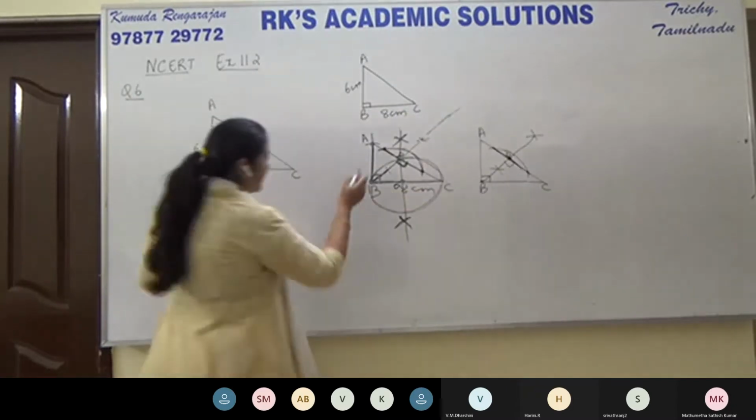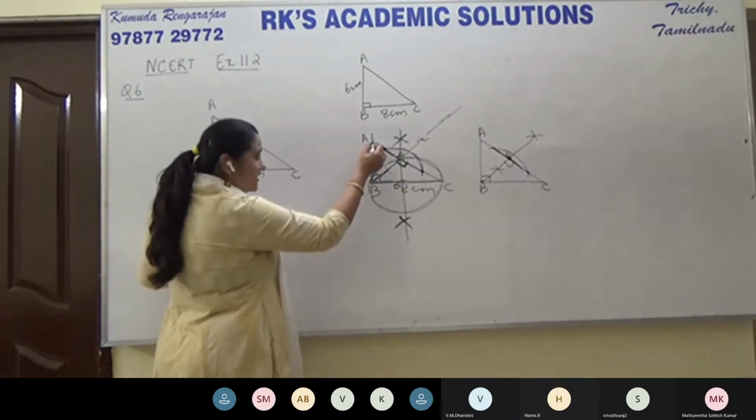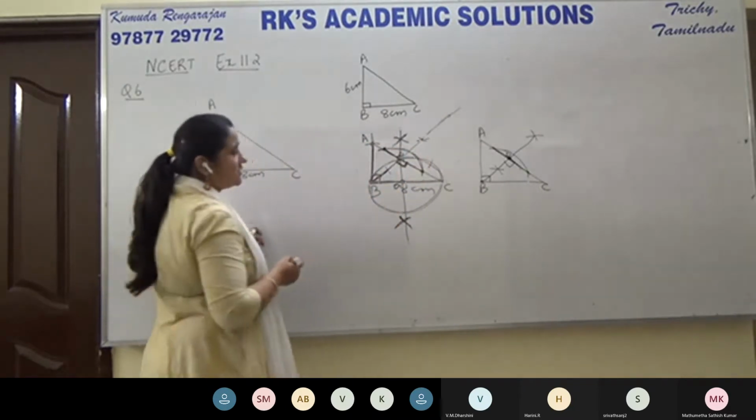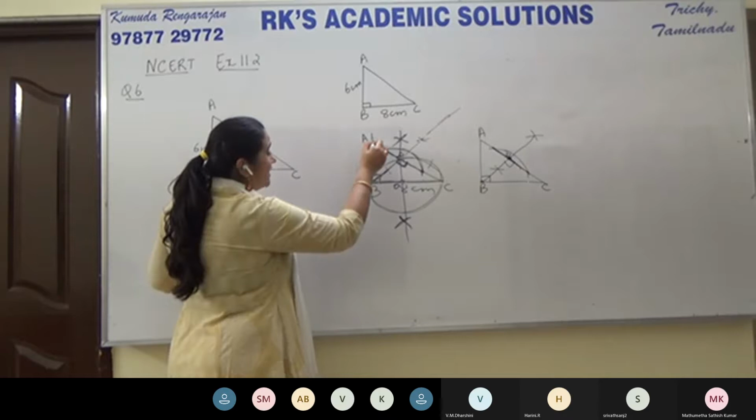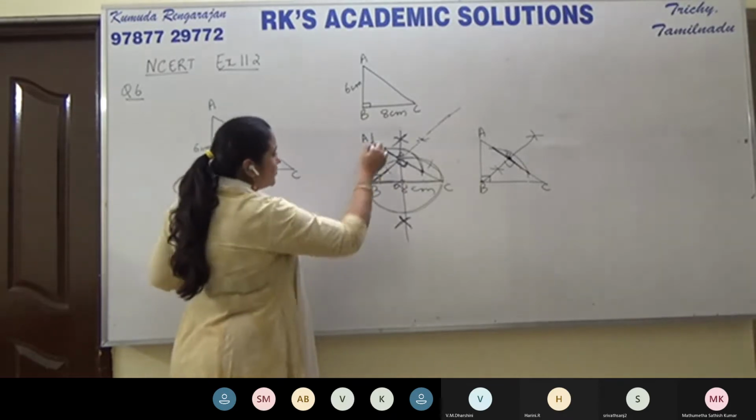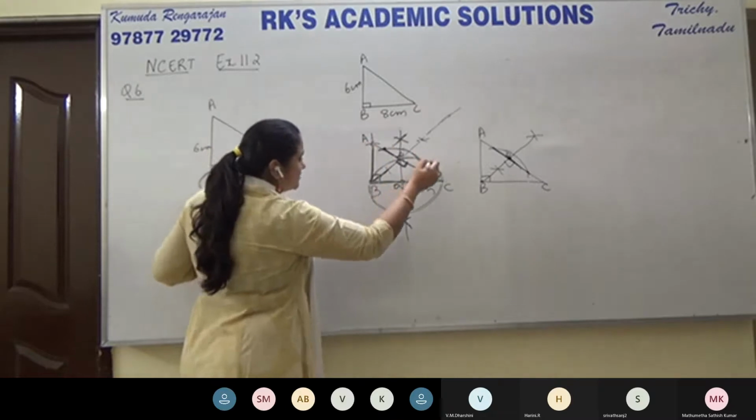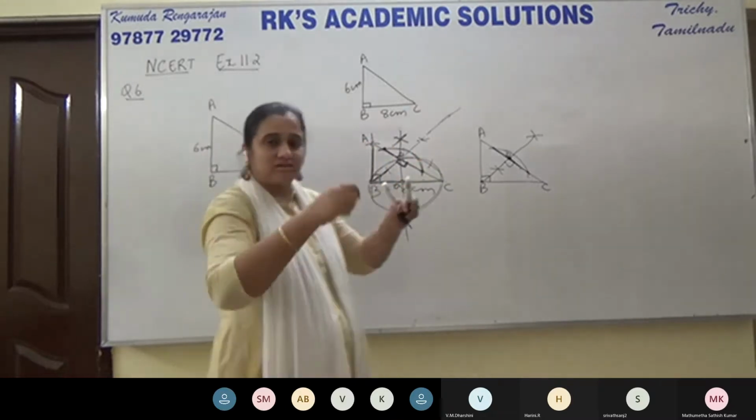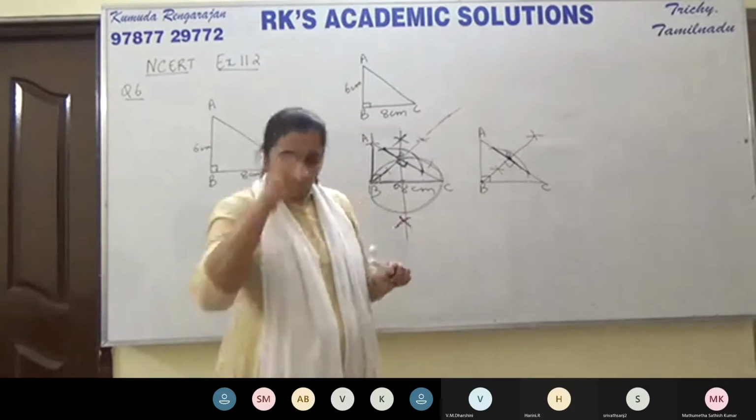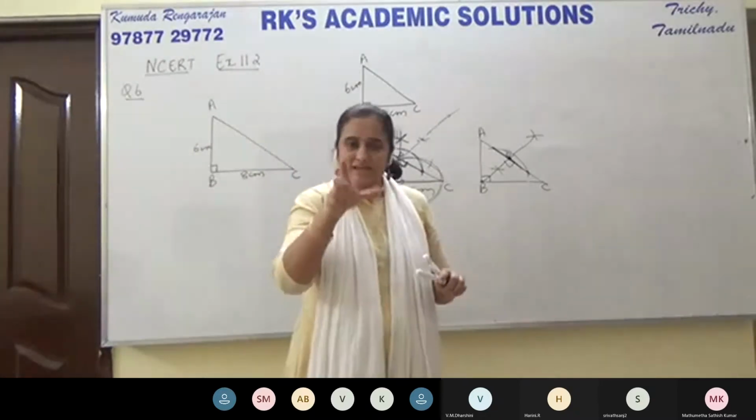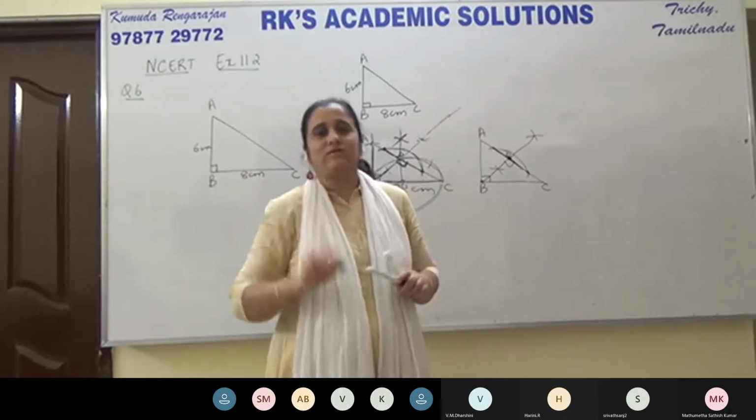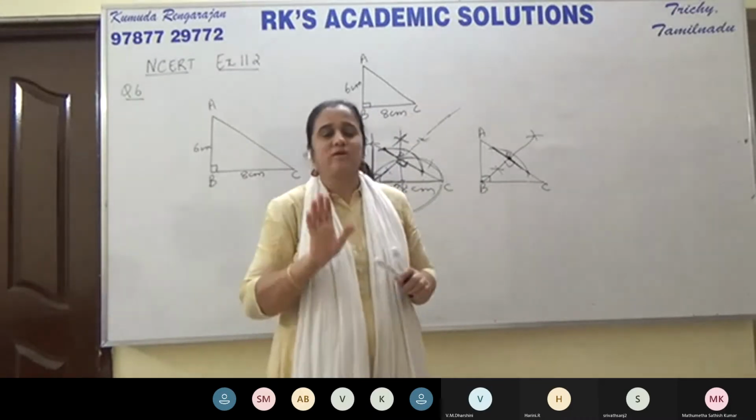So what should we do now? With A as center and radius 6 centimeters, cut an arc on the circle, because the length of the tangents from A is 6 centimeters. Now your question will be where on the circle? You cannot draw at many places on the circle. You just keep your compass at A, take radius 6 centimeters and run your compass on the paper. It will cut at only one point.